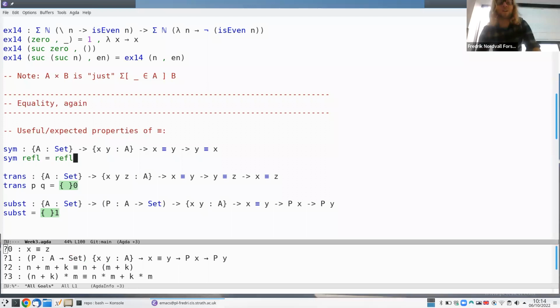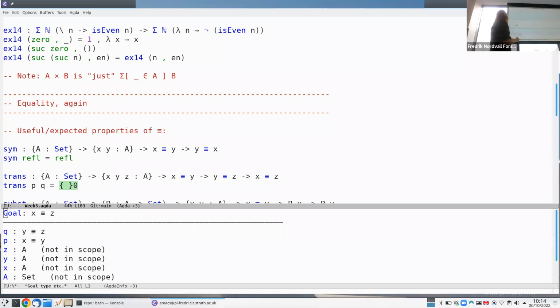Okay, let's see if we can do transitivity as well. So it's quite similar, but this time we have two proofs we can potentially pattern match on, right? And then ask which one we should look at. That's a mean question because both of them could work. We could look at both of them, but let's do them one at a time. Start with P.